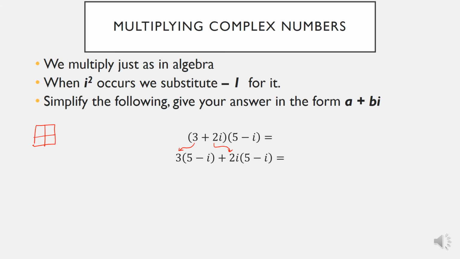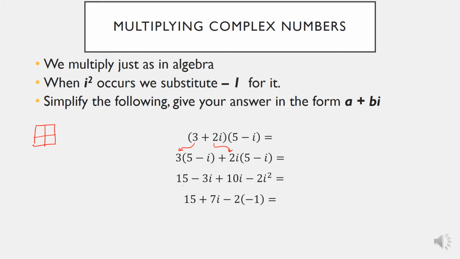Okay, so multiplying 3 by 5 gives 15 minus 3i, and then the plus 2i by 5 gives plus 10i, and plus 2i by i gives minus 2i squared. Now this is what I do, and it's a good habit to have. As soon as you see i squared, draw a circle around it, because we're going to replace it at the next stage.